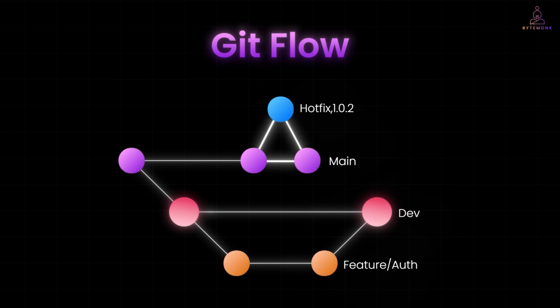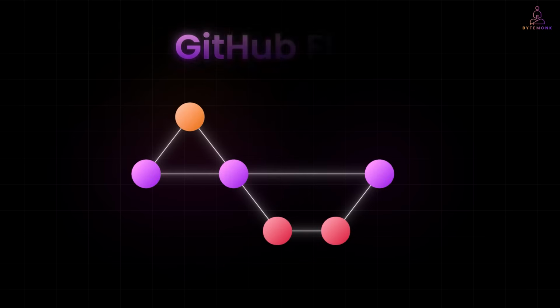As you can see, there are a lot of moving parts here. Developers have to understand which branch to use at which time. So merging between multiple branches, feature, develop, release, master, etc. can be heavy. For small teams or continuous development environments, GitFlow may feel like overkill.